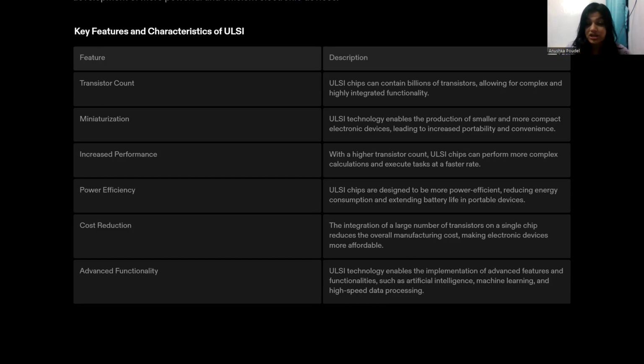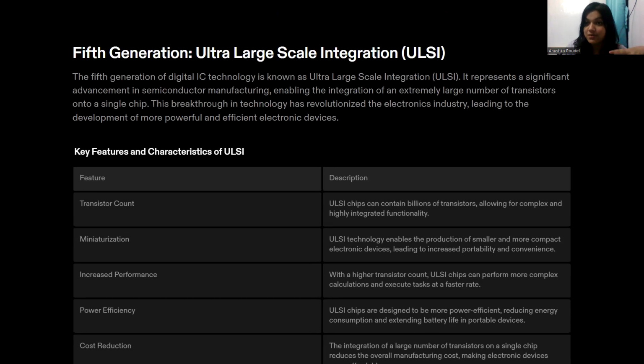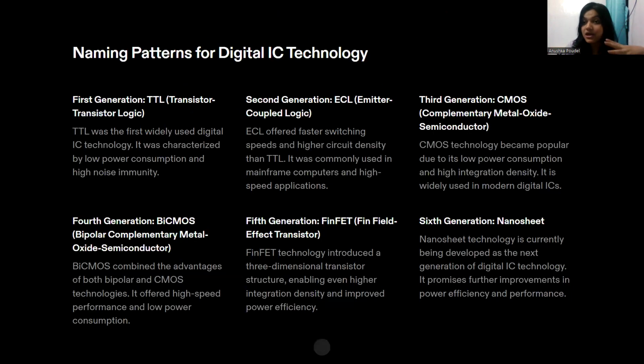Cost reduction: the integration of a large number of transistors onto a single chip reduces the overall manufacturing cost, making the electronic devices more affordable. Advanced functionality: ULSI technology enables the implementation of advanced features and functionality such as artificial intelligence, machine learning, and high speed data processing. Artificial intelligence and machine learning have become a major domain in advancement as well as in daily lives in this generation. Now we'll look into the naming pattern of these IC technologies.